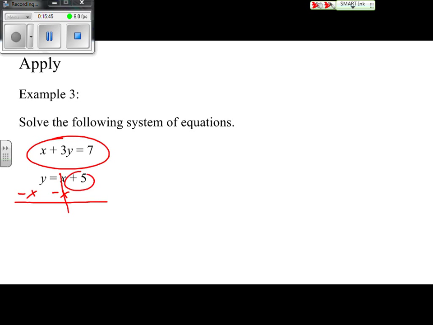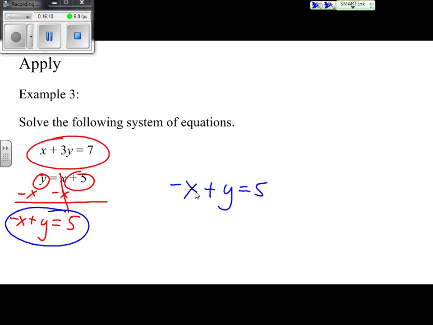I bring down my positive 5, bring down my equal sign, and I have a negative x, and this y here was positive, so I'm going to write plus y. And it's not exactly standard form because I've got a negative on the x, but that's going to work really well for my purposes. So I have this new equation here, just my reordered second equation. I'm going to rewrite that as negative x plus y equals 5. And above it, I'm going to write my other equation, which was x plus 3y equals 7.